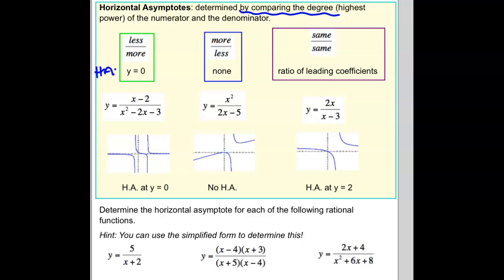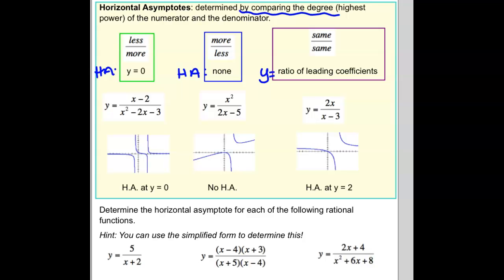If the top degree is higher than the bottom degree, then there's no horizontal asymptote. And if the degrees are the same for the numerator and denominator, we use the ratio. So we have y equals the ratio of our leading coefficients, those coefficients of our highest power. All right, so looking at an example of each of those.